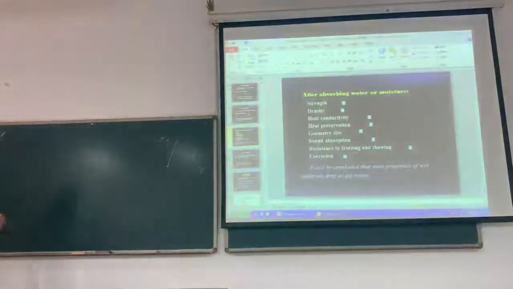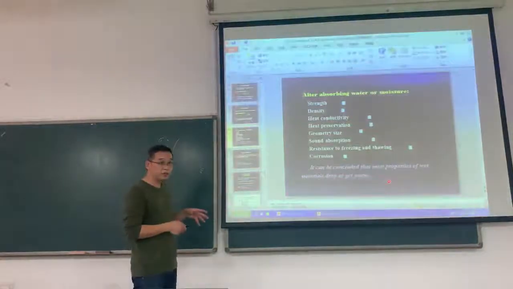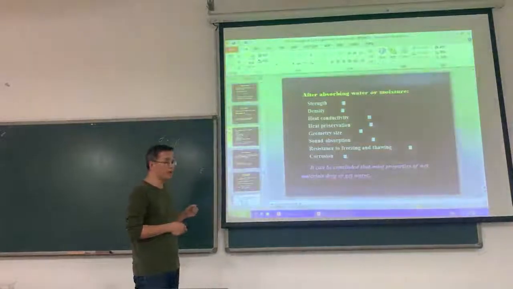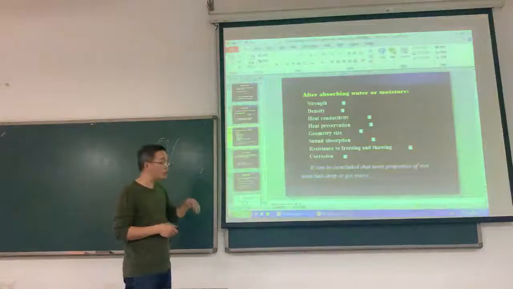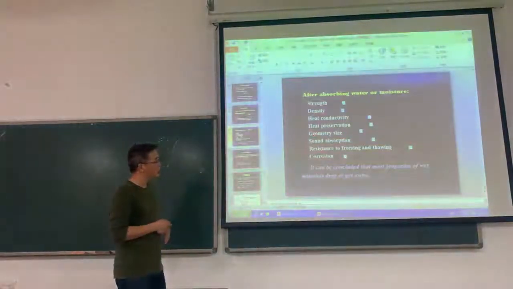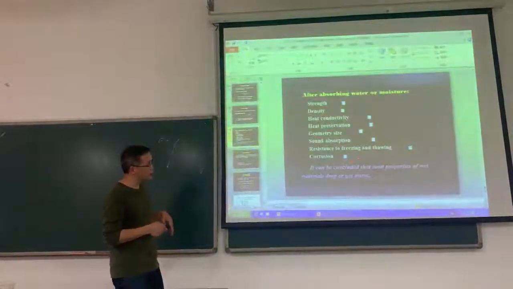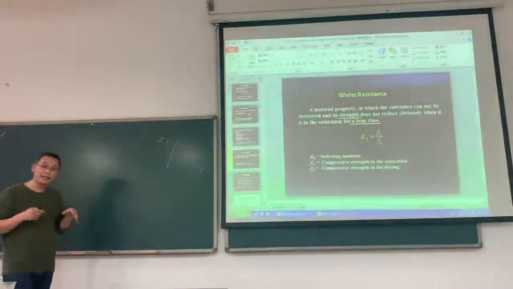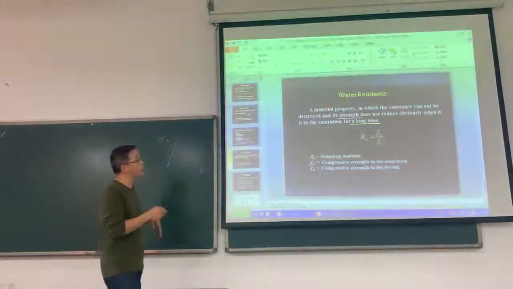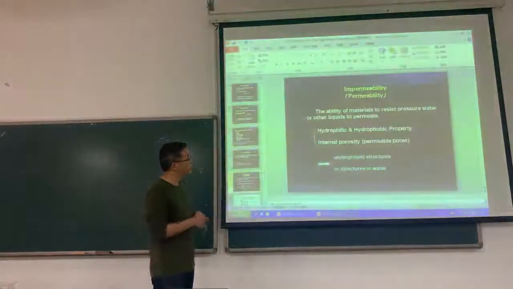And then most properties of wet materials drop or get worse. That is, the strength will decrease, the sound absorption will decrease, and corrosion resistance will decrease. Resistance to freezing and thaw also decreases. So we need the material to have this kind of water resistance and impermeability.